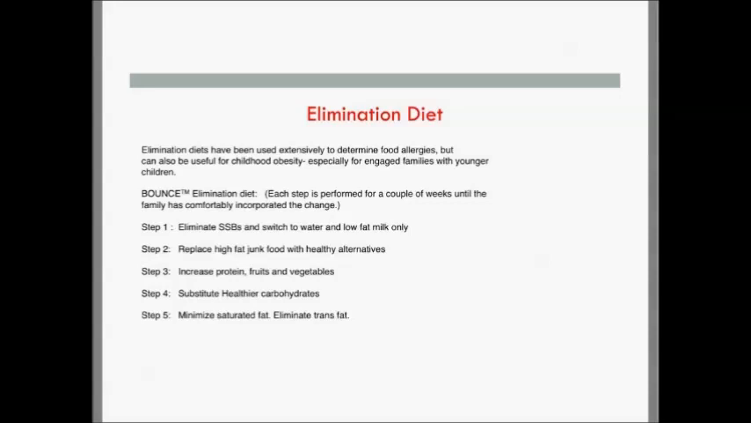Then in the second step, we replace high-fat junk food with healthy alternatives, and then there is an increase in protein that occurs. So what I do is pull out the carbs, put in more protein. We add fruits and vegetables. And then step 4 is substituting in healthier carbohydrates, so complex carbohydrates, whole grains, that type of thing. I love ancient grains like quinoa. I think those are great. They really keep the child full. If the child is hooked on pasta, you can do things like protein pastas that are available out there. But basically, you want to keep the child full on fewer calories.